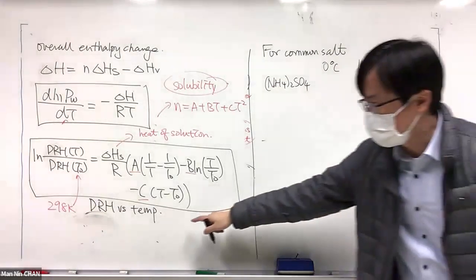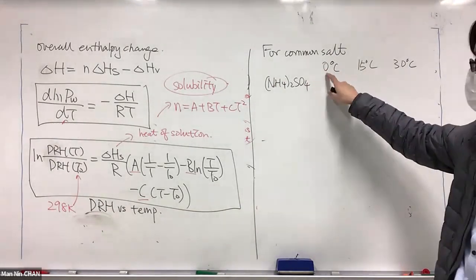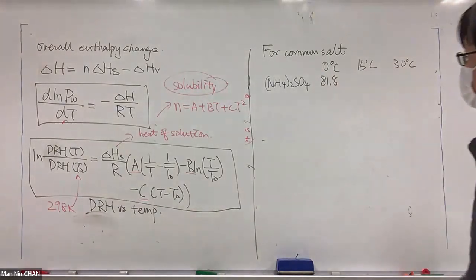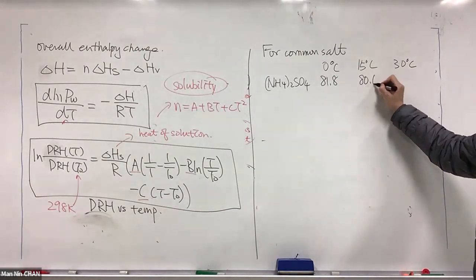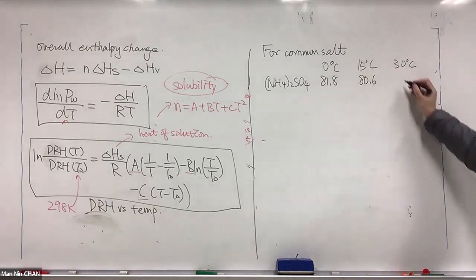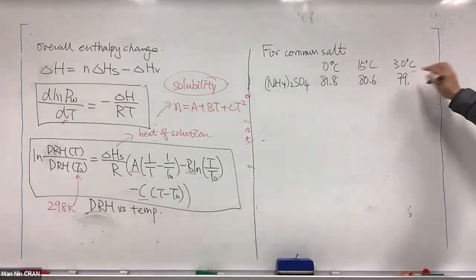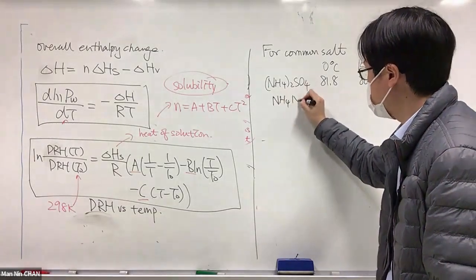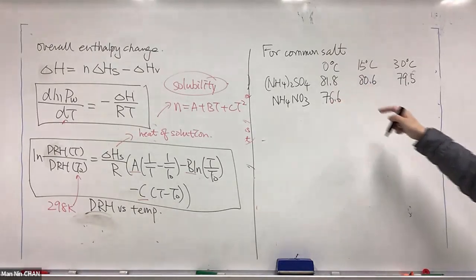So you're looking at the DRH, the deliquescence RH, okay, for a pure ammonium sulfate aerosol at different temperature. So you will find that at 0 degrees Celsius it is about 82%. And now you drop to 80.6, and then 79.5, sorry. And then maybe the other important one, ammonium nitrate.